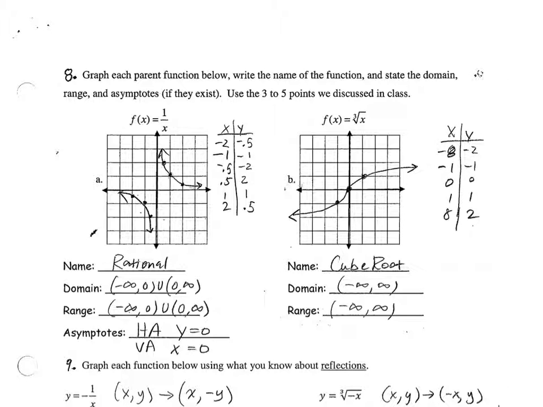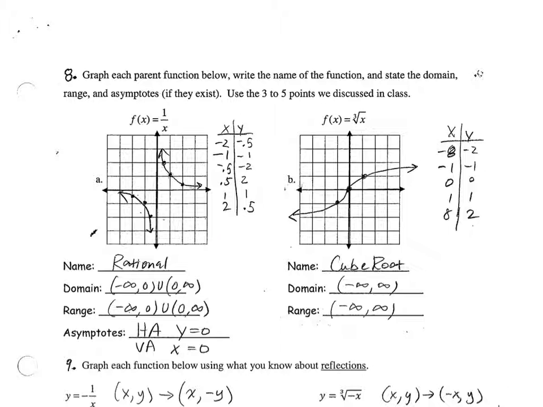Okay, I've turned to page 4, now on to problem 8. So in problem 8, we're asked to graph parent functions. Going back into your note packet, you should be able to look these up. We've graphed them before. First, the parent rational function, f of x equals 1 over x.